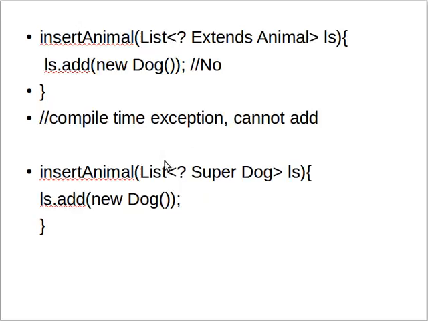Now what does this mean? Question mark super dog. It means that we are instructing the compiler to accept any list which has a generic type that is of type dog, or a super type of dog. Nothing which is lower in inheritance than dog will be accepted. So dog or its super types will be accepted. So this is what makes it work.